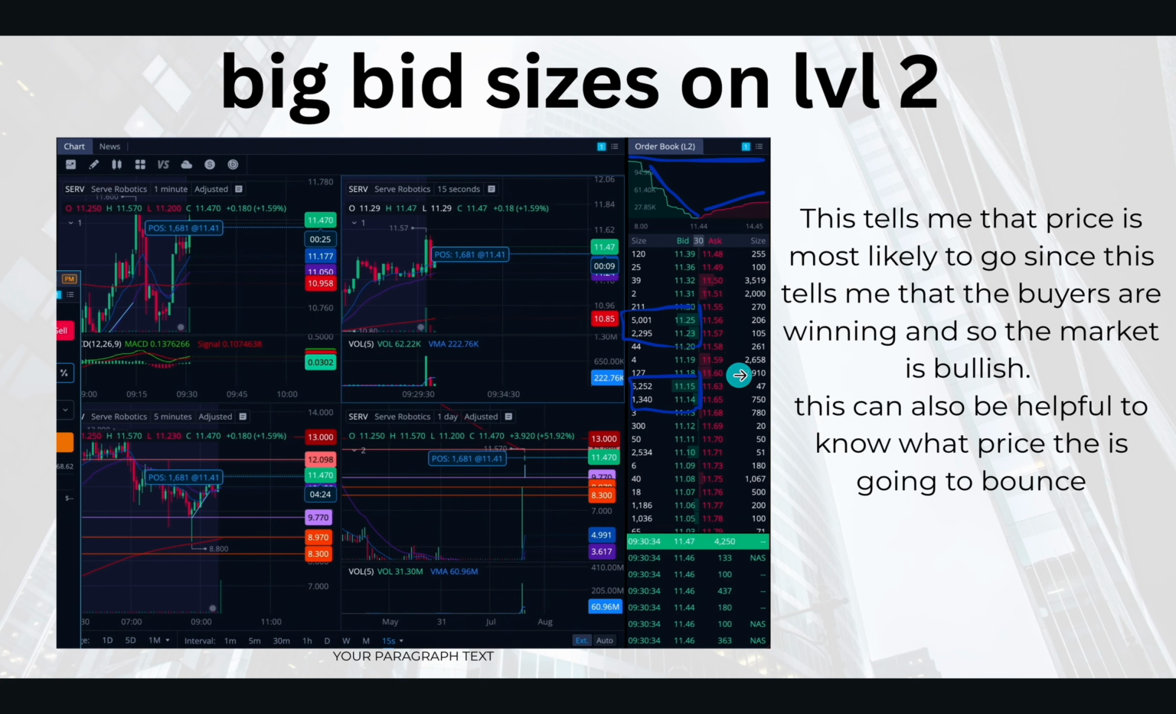You can see yes, 2,000, but you don't see 5,000 or 6,000 like right here. 6,000 at $11.15 versus the 47 someone's willing to buy at $11.63. This is not powerful enough. This selling power is not powerful enough to beat the buying power. So the buying power will be winning and causing the stock to go up.